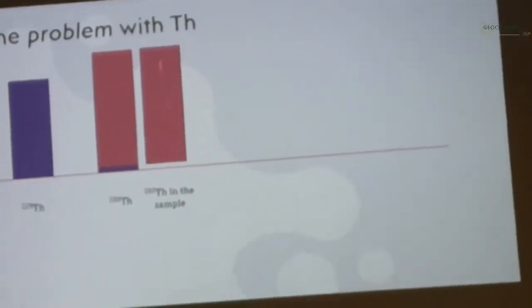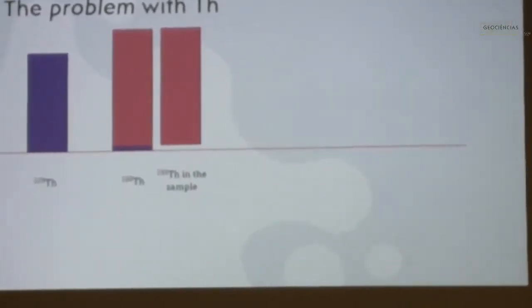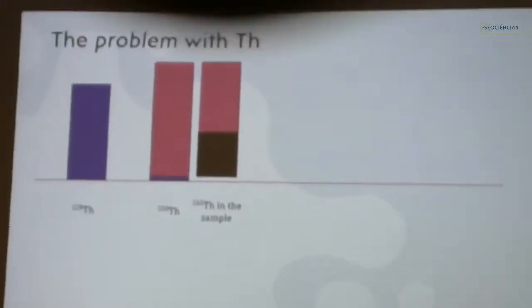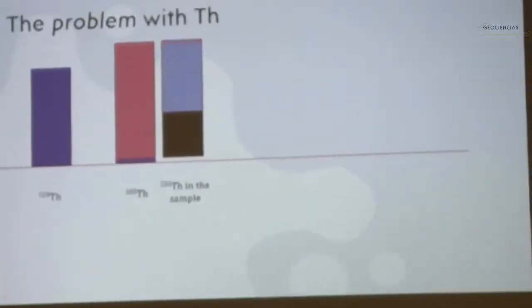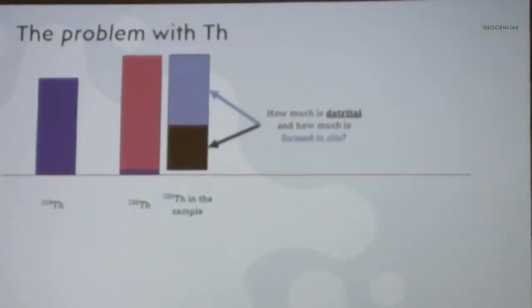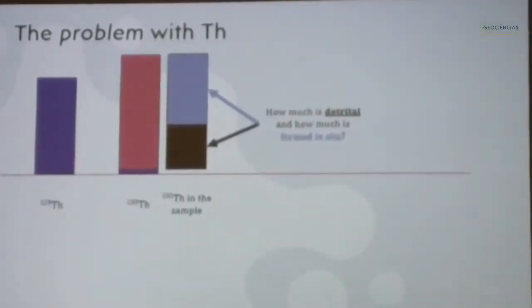So this is the thorium-230 that is present in the sample. But from this, I cannot tell how much was formed radiogenically in situ and how much was incorporated. Was it this much? How much was formed in situ? How much is the detrital? Where do I draw the line, here or here? There is actually no way to know it just by looking at thorium-230.